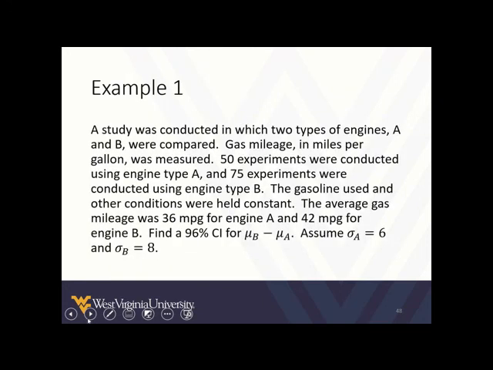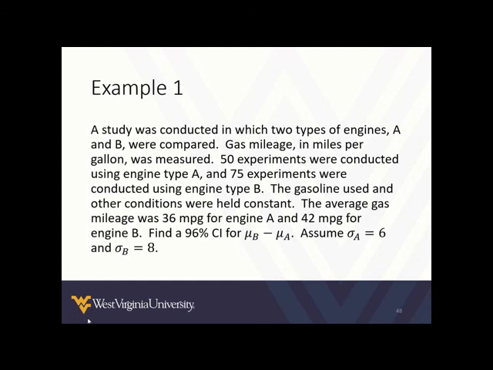And so at this point, we have established our three confidence intervals. And so now let's take a look at three examples, and then that will be the end of this lecture. So for example one, a study was conducted in which two types of engines, A and B, were compared. Gas mileage in miles per gallon was measured.